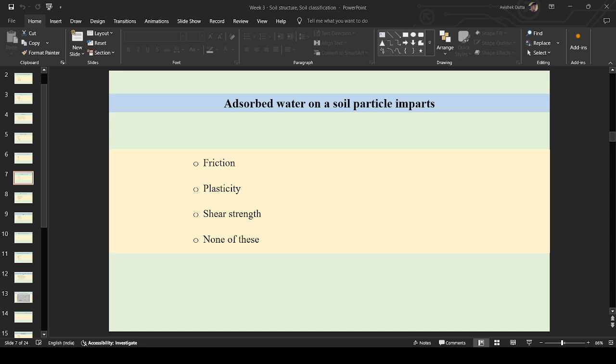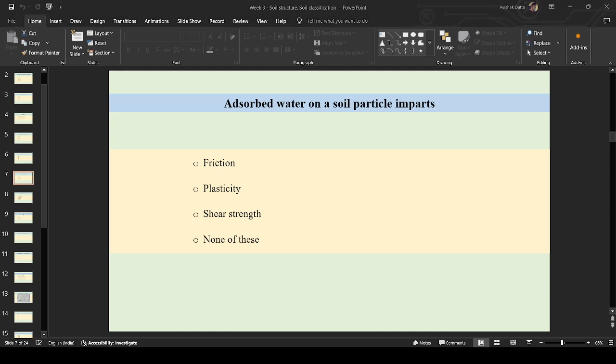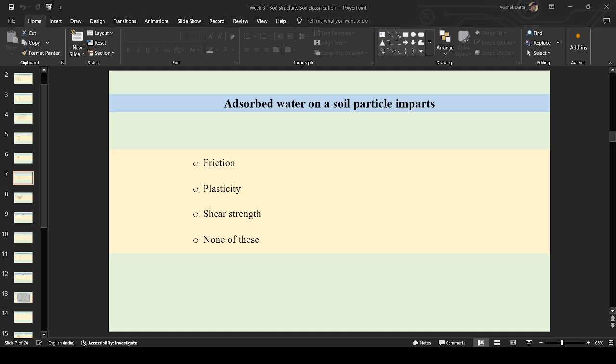I hope you are familiar with the terms friction, plasticity, and shear strength. I'll repeat the question. Adsorbed water on a soil particle imparts. The options are friction, plasticity, shear strength, or none of these.